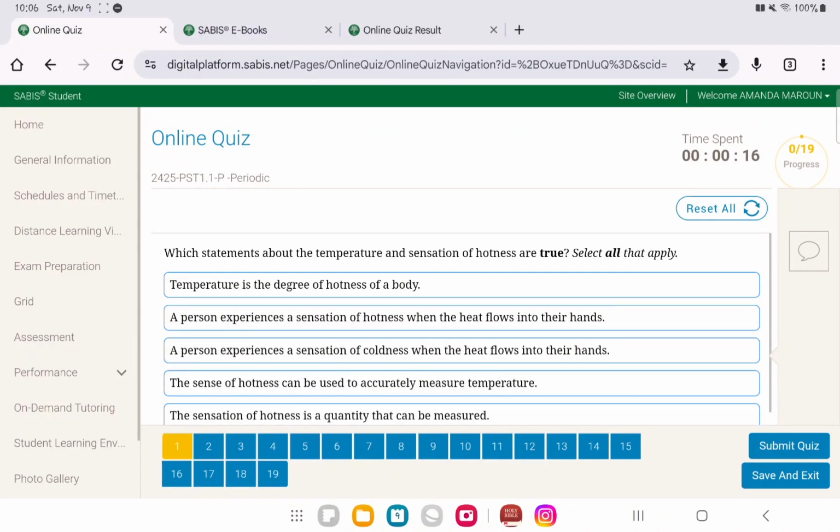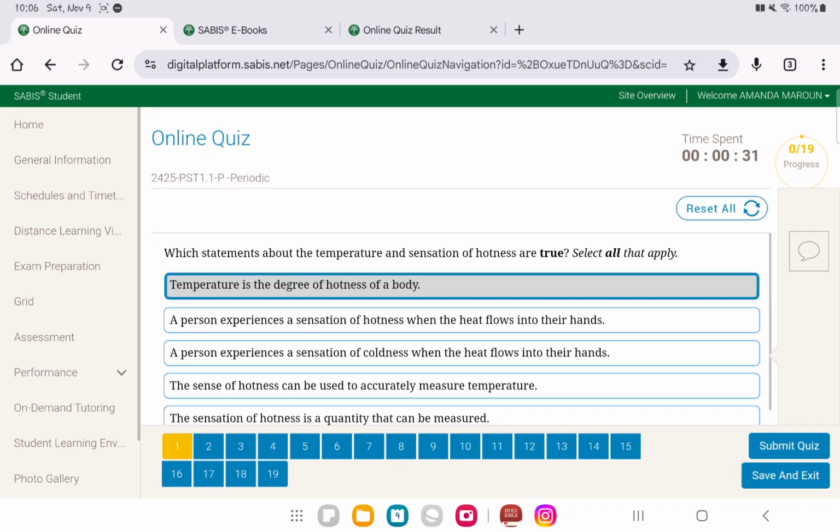So today I'll be solving the physics course practice from 1.1 till 1.4. So let's start. Very simply, they told us which statements about the temperature and sensation of hotness are true. All you should know is that temperature is the degree of hotness of a body. You can know if a body is hot or cold by the temperature, okay? Now, the sensation of hotness and the sensation of coolness happen like this.